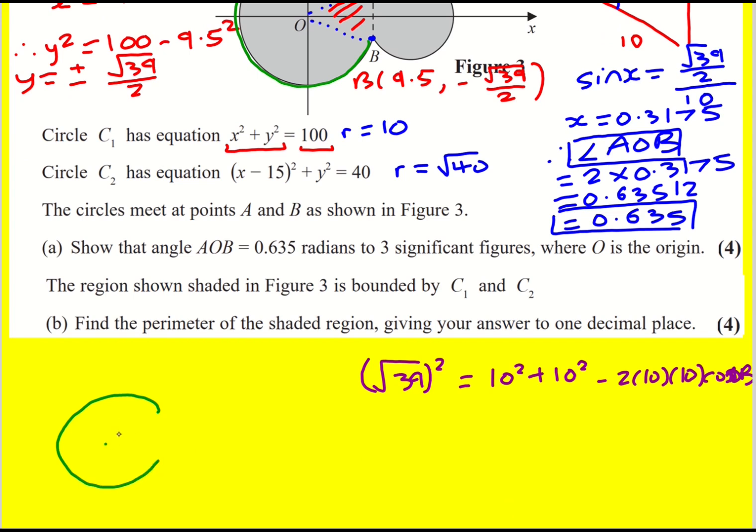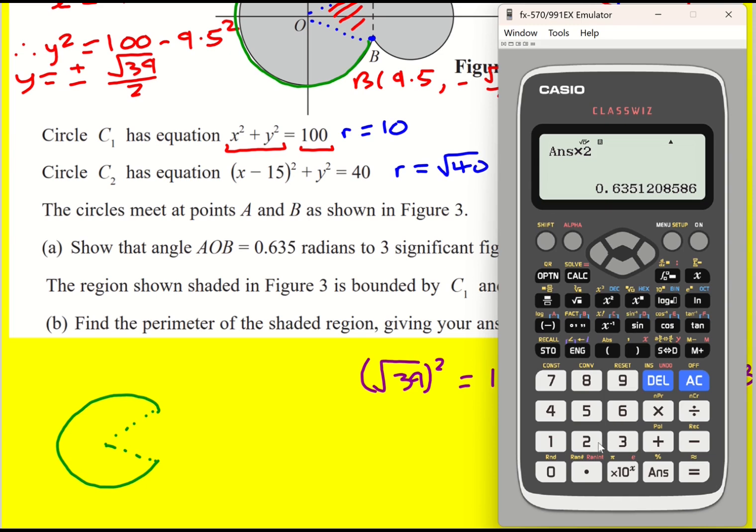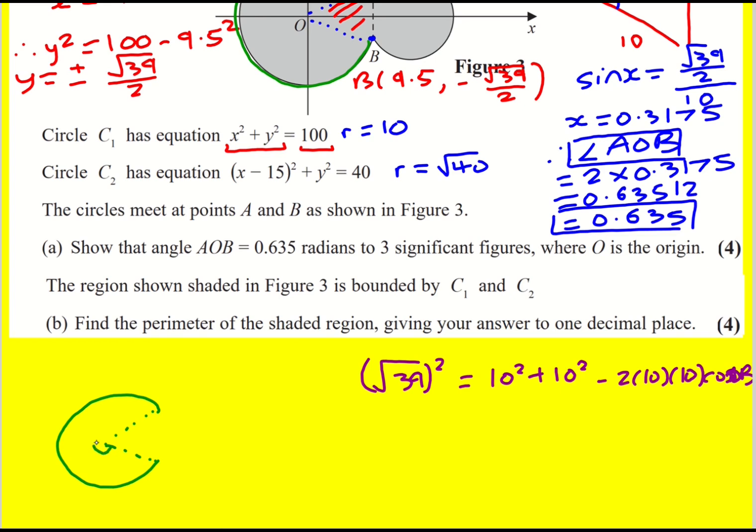Because what we have is the center here, and we've just worked out the angle as 0.635, although I'm going to use the exact answer. And I can do 2 pi, which is equivalent to 360 degrees, minus that to get the angle inside the sector. So it's 2 pi minus the 0.63512, which gives 5.6480.